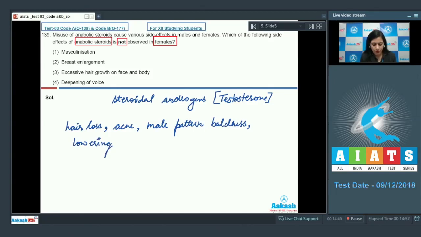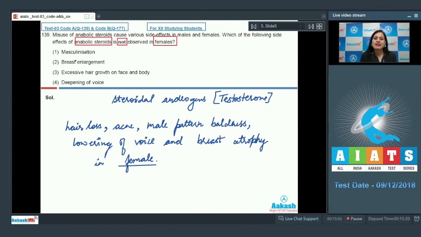lowering of voice, and breast atrophy in females. These are the negative consequences in females. Now let's discuss the options. The very first option given is masculinization, and as it is a negative consequence of consuming these anabolic steroids, so this cannot be a correct answer.